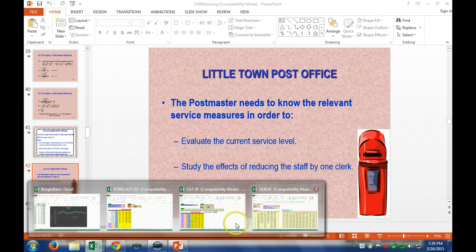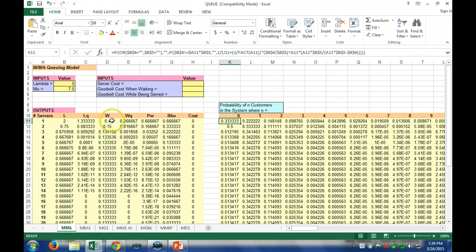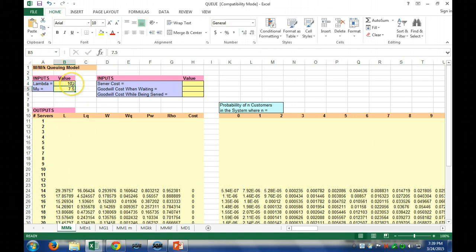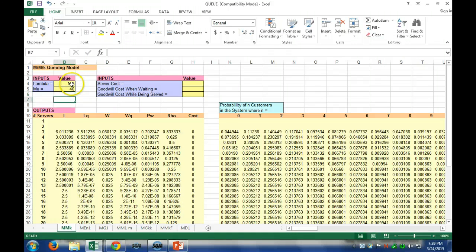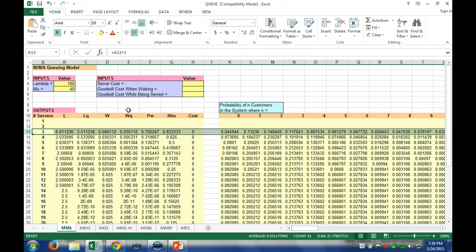So we go to M/M/k. Our lambda is 100. Our mu is 40. And we have 3 servers. So it gives us all our results.